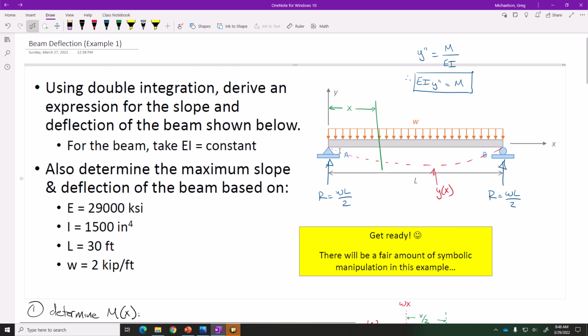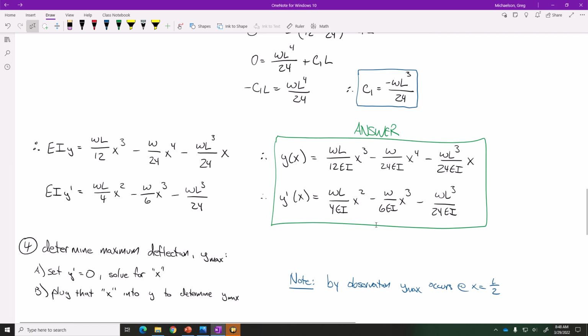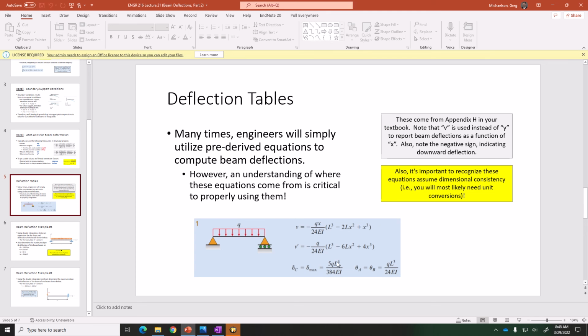Now, I'm lazy. What do you think is easier to plug in right here, x equals 0 or x equals L? 0. If I plug in x equals 0 to this expression, what do I get? 0 squared, 0 cubed. I'm just left with this term, wL to the third over 24 EI, right? What did the PowerPoint yield? wL to the third over 24 EI.